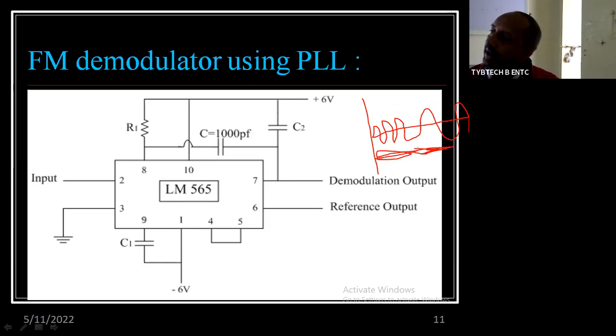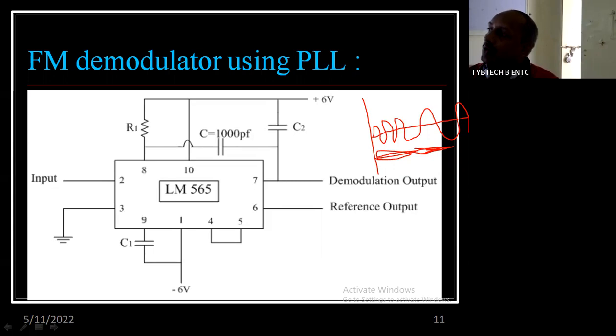So how is it going to happen? Where this particular compression is there, it will get the positive half cycle, and where the rarefaction is there, it will convert into the negative half cycle, and both adding together will give your original modulating signal.